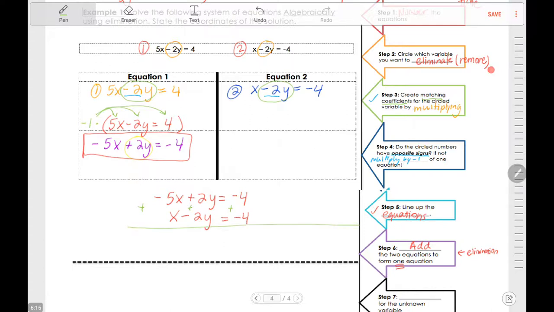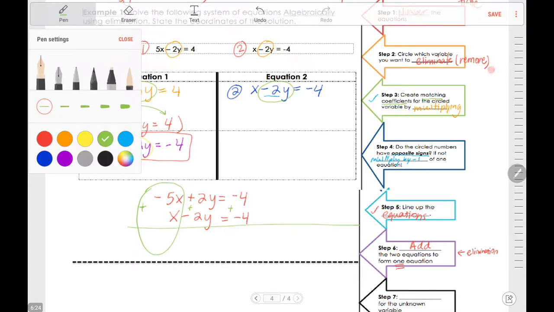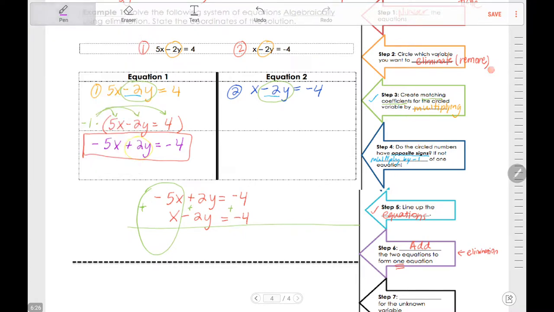Take a look at what happens. Negative 5x plus x. I'm going to make this into a bubble so that we can just write it in the bubble. Negative 5x plus x. This is basically an imaginary 1. Negative 5 plus 1 is negative 4x. Okay?